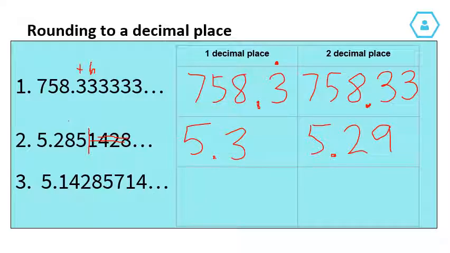And this last one, we've got 5.14. So I want to round it to 1 decimal place. So you only need to worry about these numbers. 5 points. Now, 4 is less than 5, so it's going to round down, in which case this isn't going to change. It's going to stay as a 1. So 5.1.